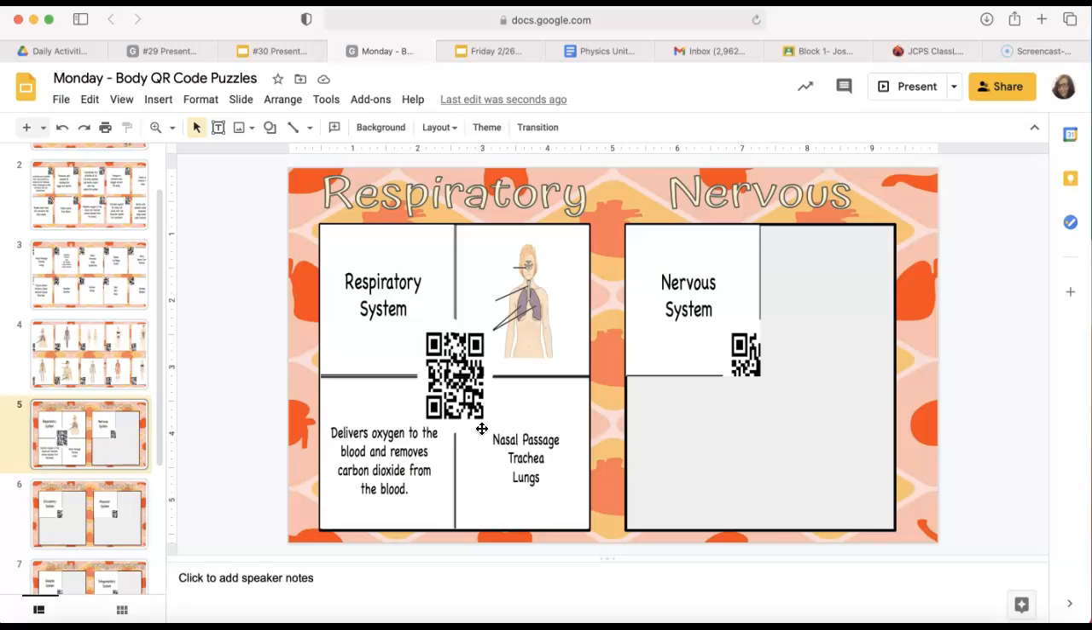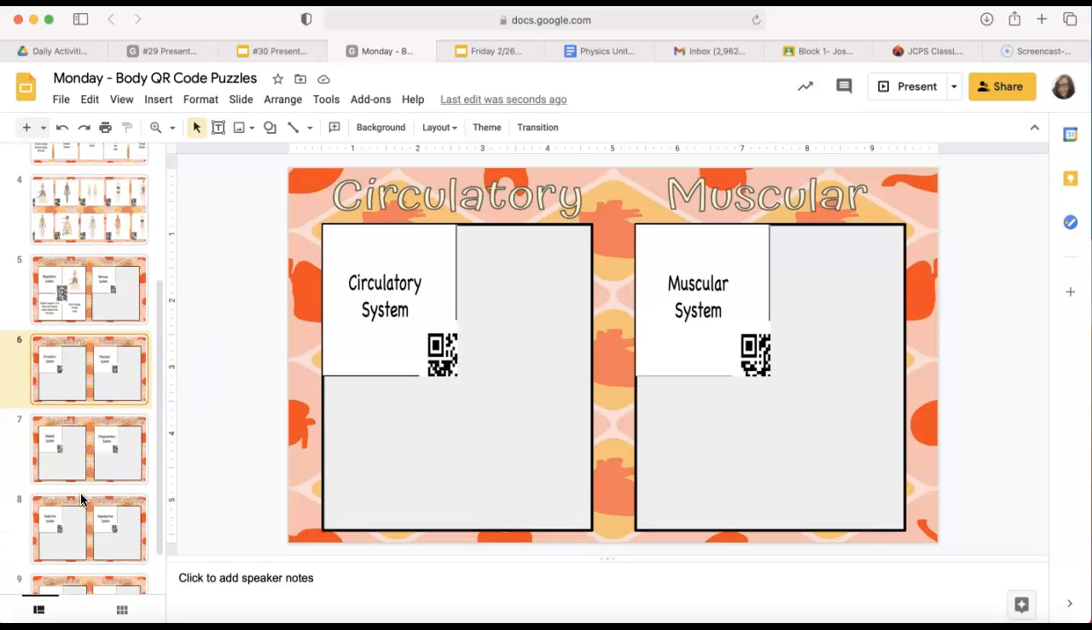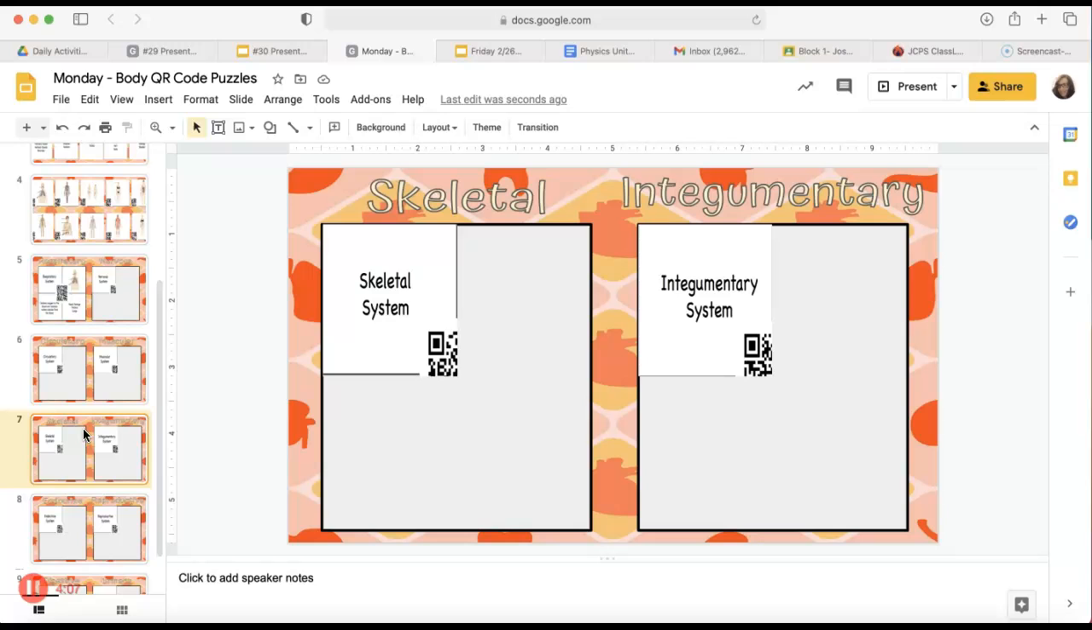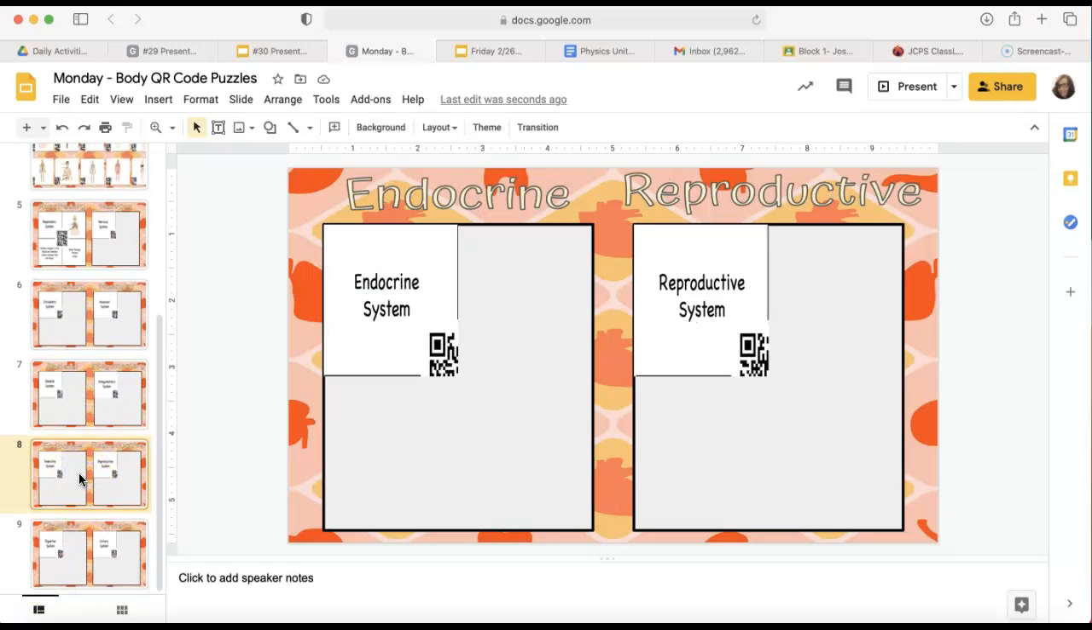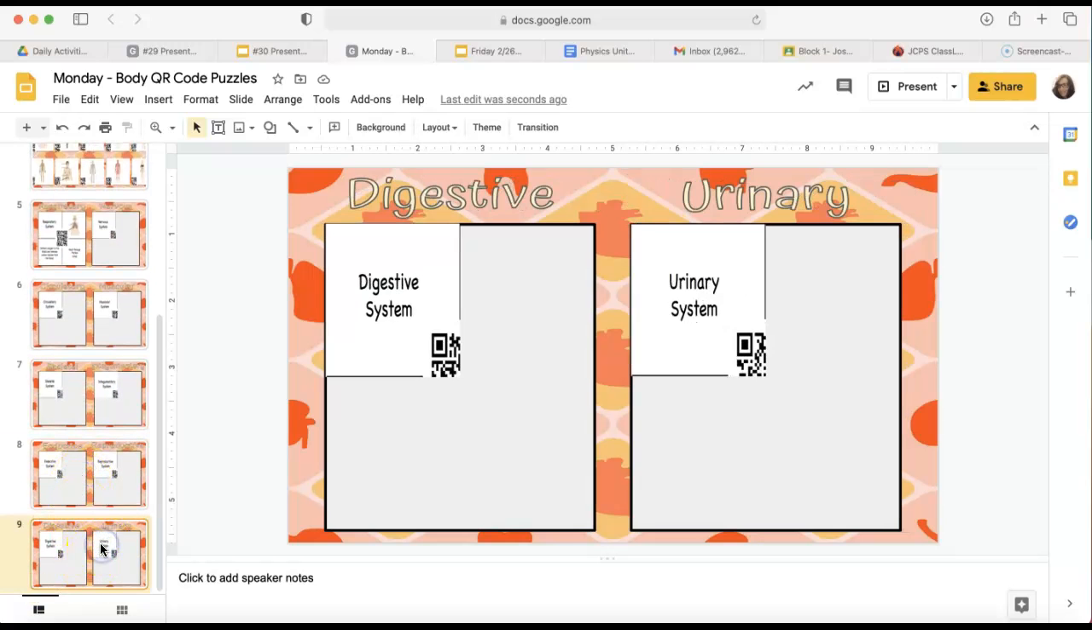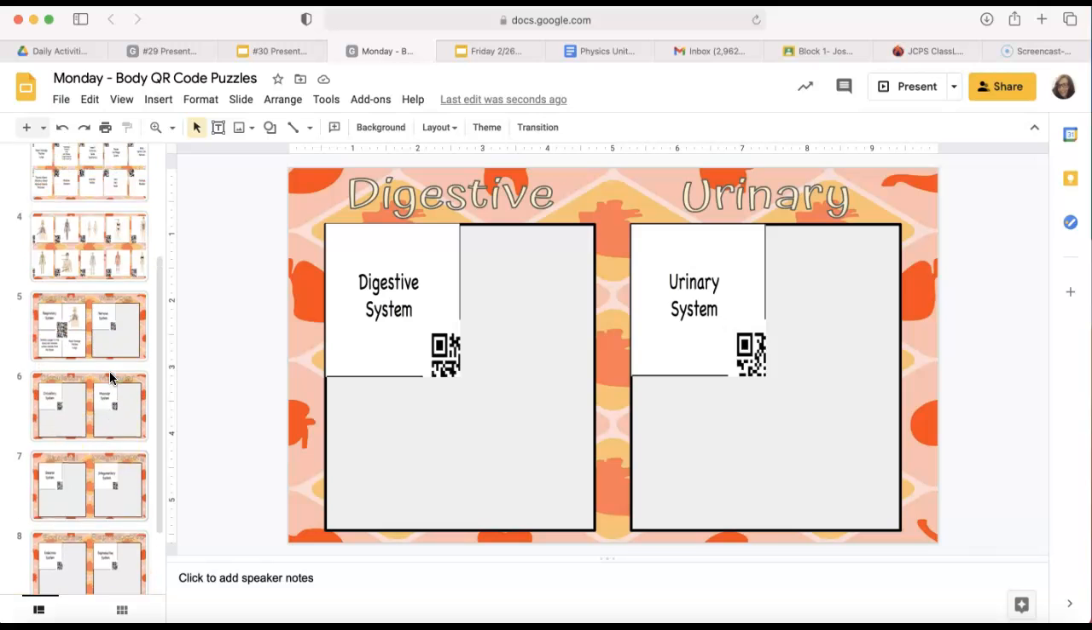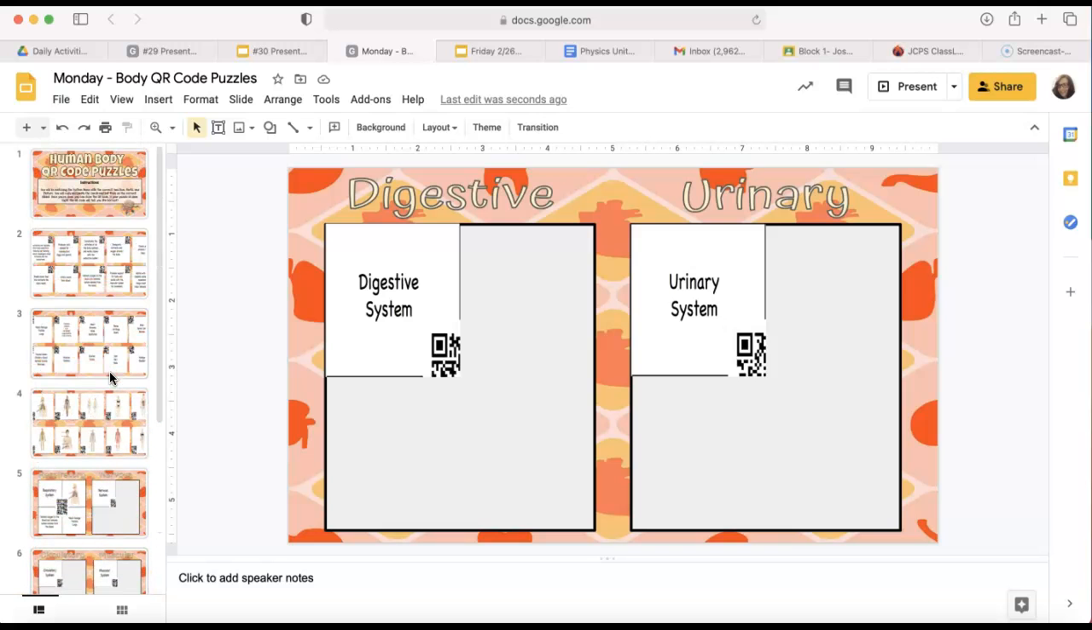Okay, so that's what you're going to be doing for all of the different systems. We have our nervous system, circulatory and muscular, skeletal and integumentary, endocrine and reproductive systems, and digestive and urinary. Remember that your urinary system is the same thing as your excretory system. Okay? So that is all you guys have to do for today's lesson. If you finish early, you can work on your vocabulary, and make sure you let us know if you have any questions.